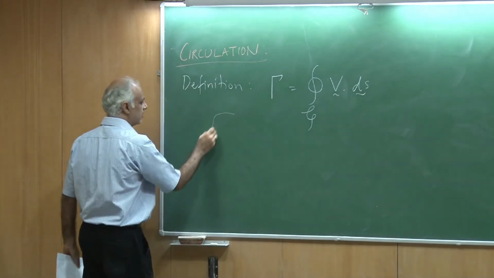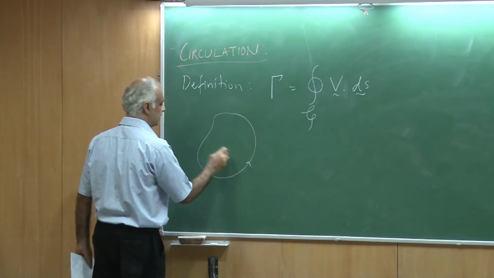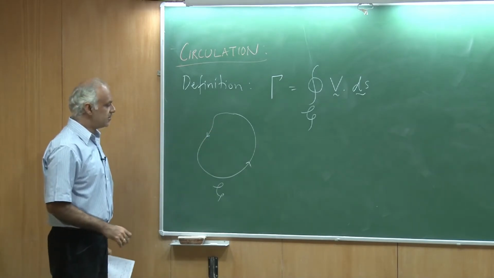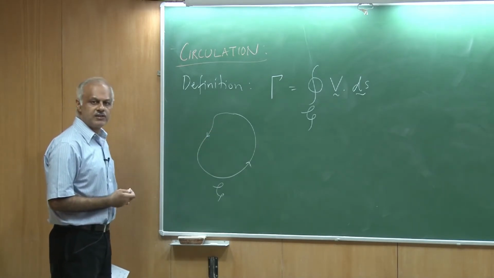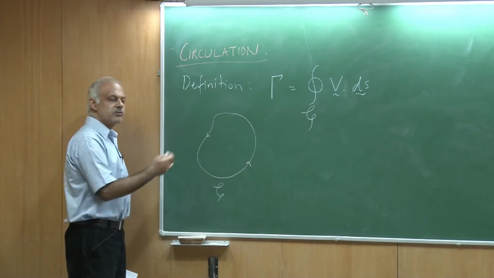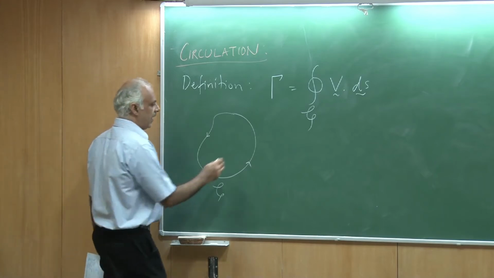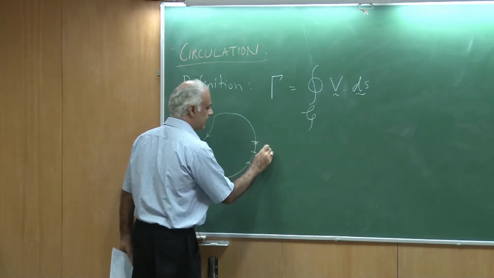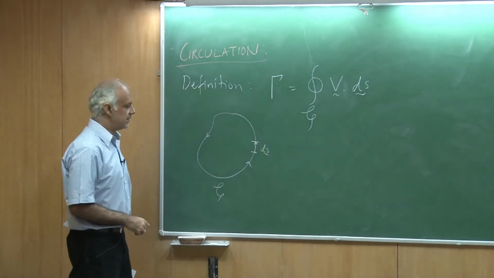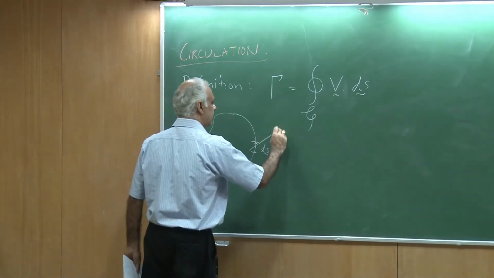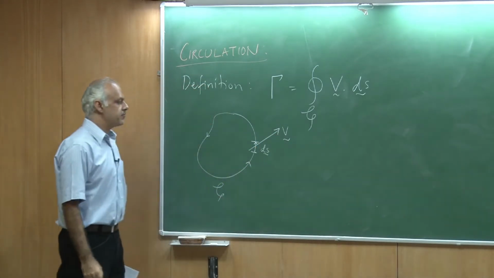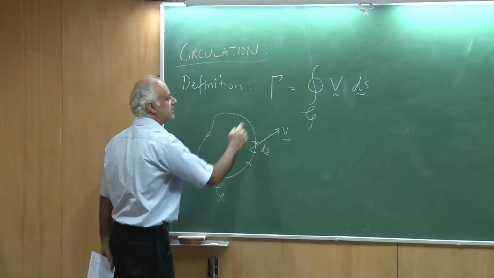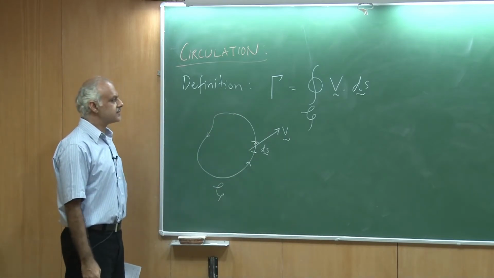So, the idea is we can take any curve C and there is a velocity field in this plane. So, this could be a 3-dimensional velocity field, and the curve could also be a 3-dimensional curve. And if I take a small element of it, an infinitesimal element, let me call it ds, and of course, the velocity vector could be aligned at another angle. So, if I go around this curve and do this calculation, that is what is called circulation.